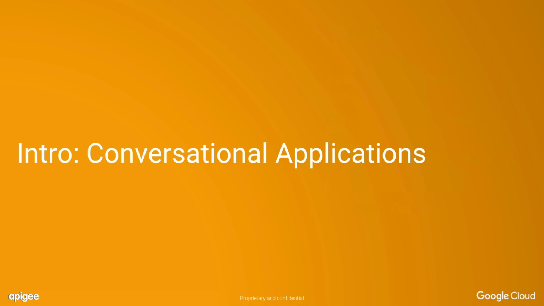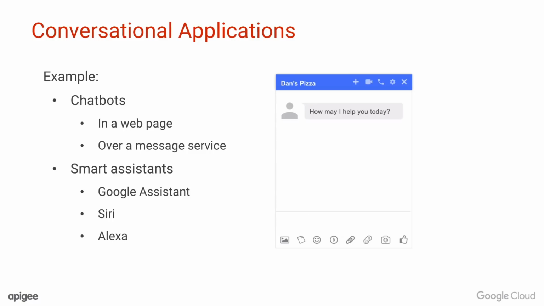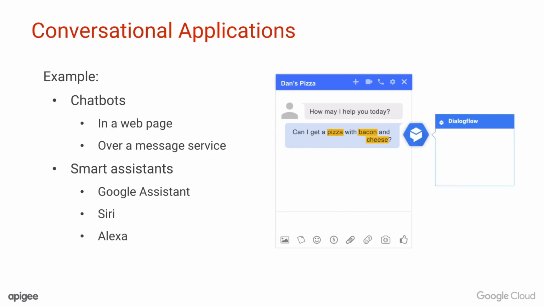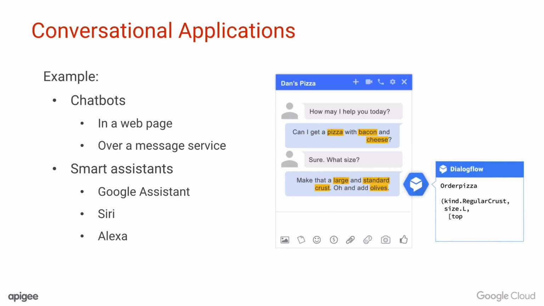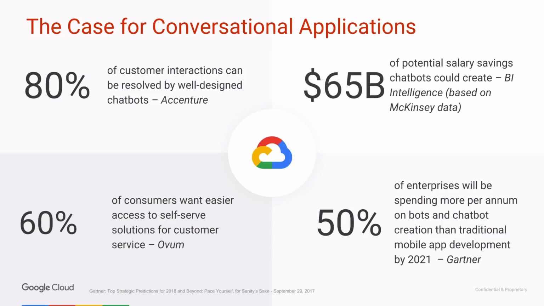So what are conversational applications and why are they interesting to us? A conversational application is something you'd converse with, something you'd have a conversation with. So a chatbot, either experienced through a website or over a messaging service, where you're sending text back and forth that you're typing. Or a smart assistant. So think about Google Assistant, Siri, Alexa, any of those, where we're going to speak to these things and have a conversation with them.